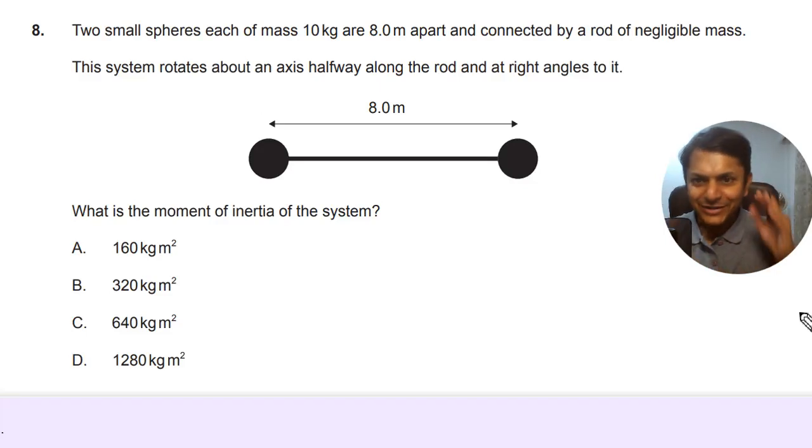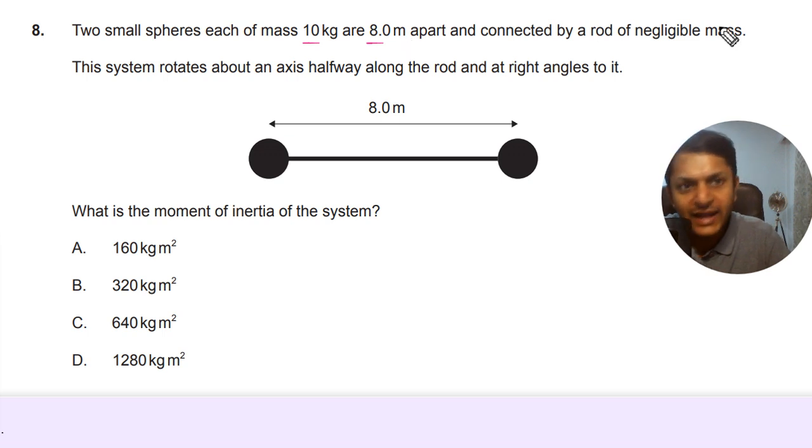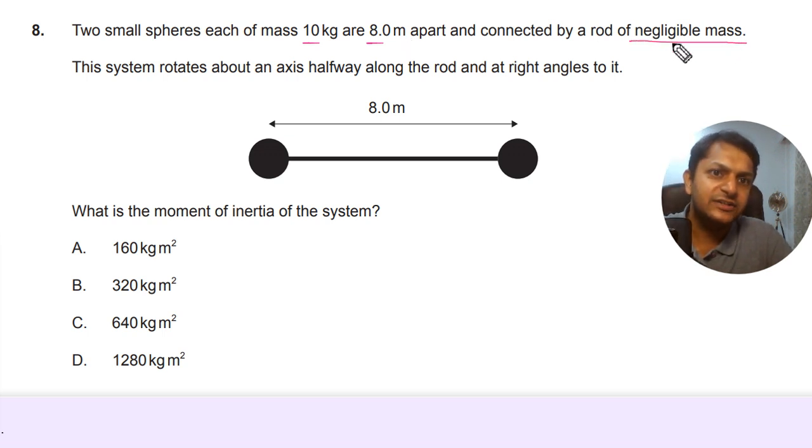Okay, dear students, another question from moment of inertia. Very good. So two small spheres, each of mass 10 kg, are 8 meter apart and connected by a rod of negligible mass. So you have to consider this.